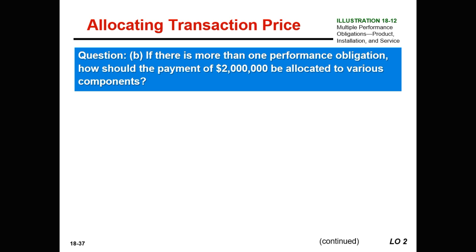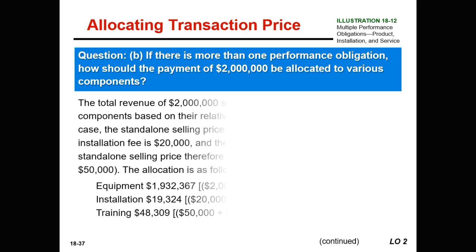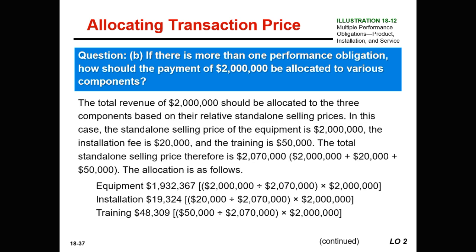So if there is more than one performance obligation, such as in this case where we have 3, how should the payment of $2 million be allocated to the various components? The total revenue of $2 million should be allocated to each of those components based on their relative standalone prices because we know what they are. So we are going to allocate this on a pro rata basis.